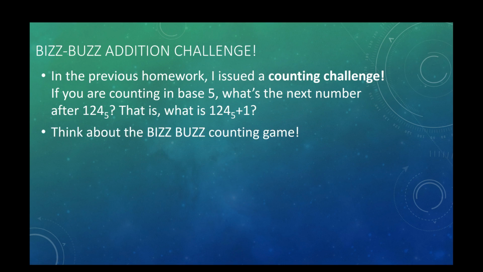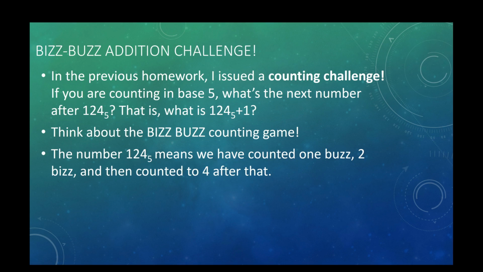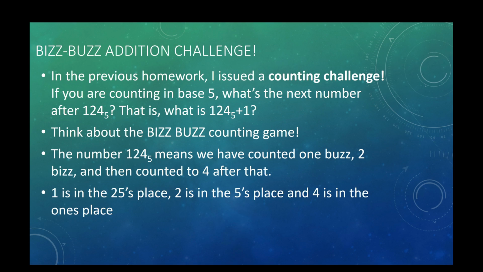So one way to think of this is to think about the Biz Buzz counting game. The number 1, 2, 4 with a little 5, base 5, means we've counted 1 buzz, 2 bizzes, and then counted to 4 after that. So we have 1 in the 25's place, 2 in the 5's place, and 4 in the 1's place. What's next? What's the next number after 1, 2, 4? That is, I add 1 more, I count 1 more.